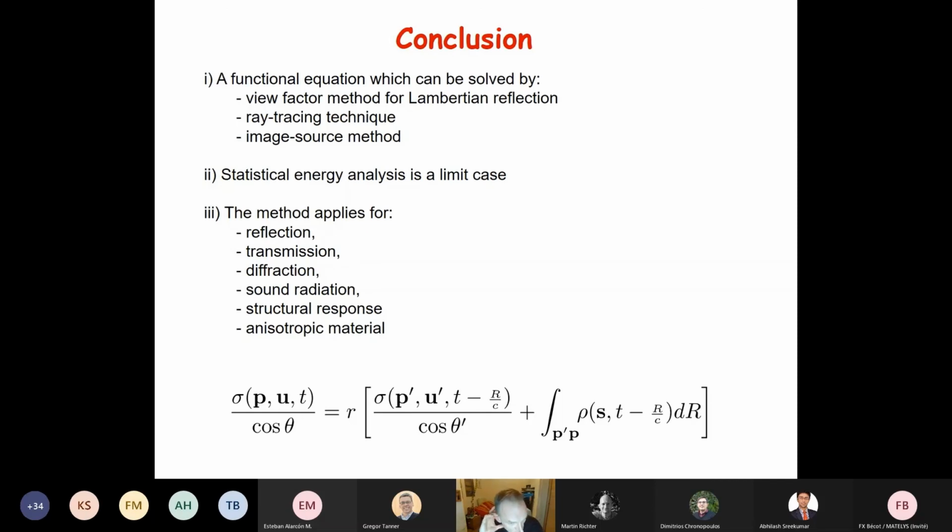And the method applies in many cases. We can tackle the situation of reflection, transmission through plates, diffraction by obstacles, sound radiation, structural response, but also anisotropic material. And that's the end.